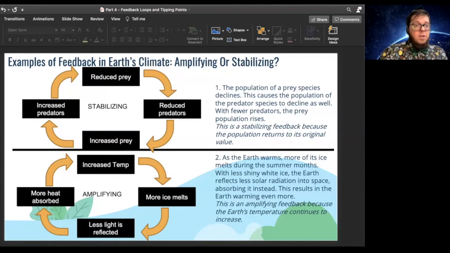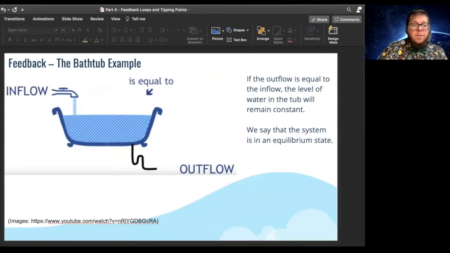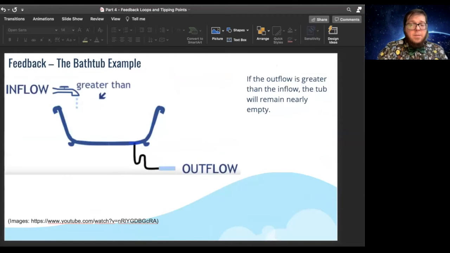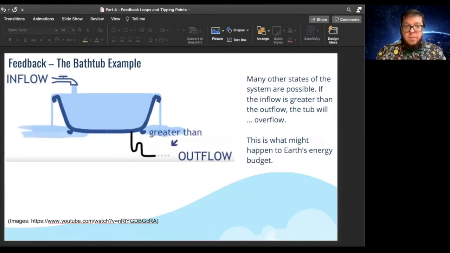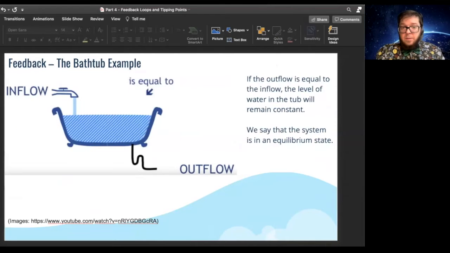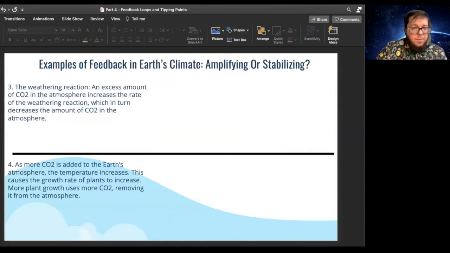So it might help to go back here where I have lots of different examples of the bathtub state, but only this slide showed an equilibrium. So I can have the bathtub out of equilibrium, or I could have the bathtub be in equilibrium, even though both of these have feedback happening. Okay, so let's go on to our next set of examples.